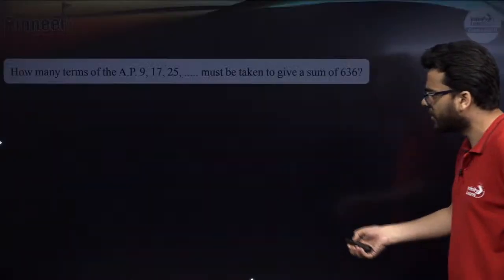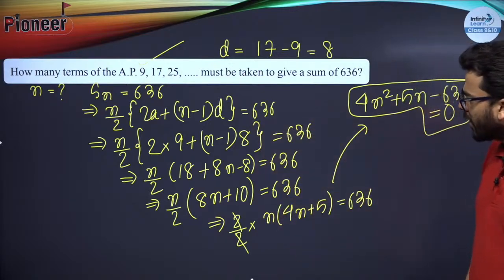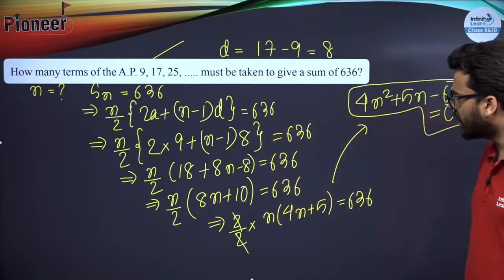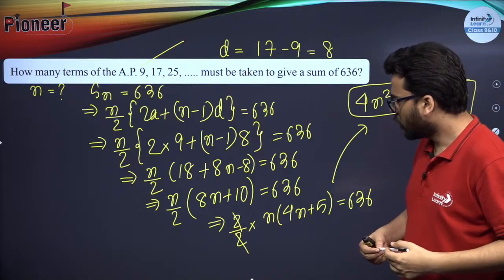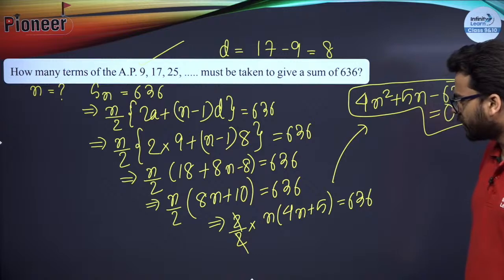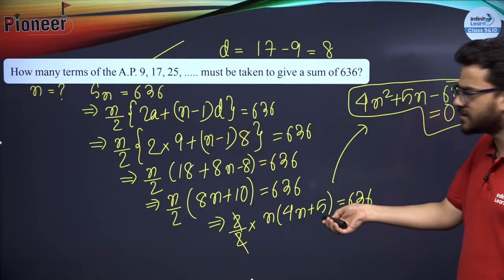Let's check it once, maybe some values and all that. So 2a plus n minus 1 into d. 2a plus n minus 1, d is 8 only. That is correct. Okay, so 8n plus 10 over here. So that is 4n square plus 5n minus 636, that is equal to 0.